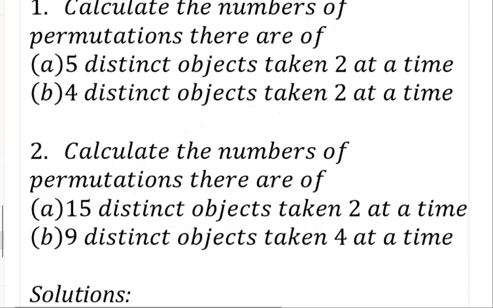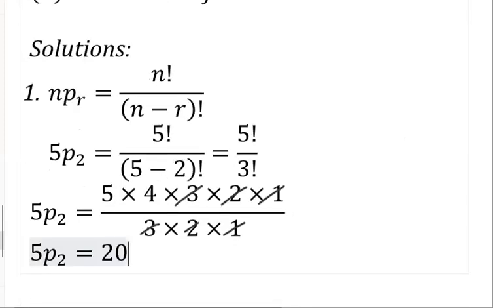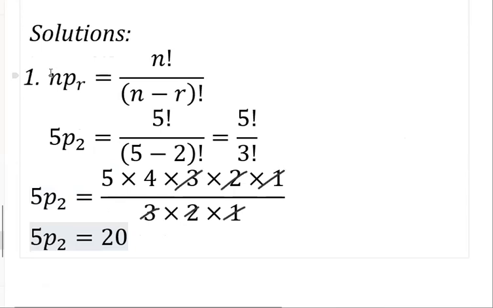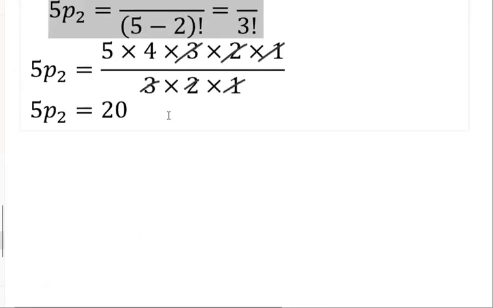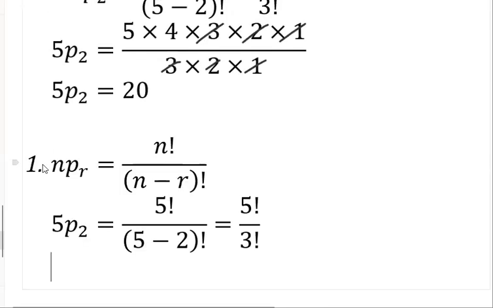Now for B, we are asked to calculate the number of permutations there are of 4 distinct objects taking 2 at a time. So let's just take what we have here as a template. Four distinct objects taking 2 at a time, by implication, that means 4 permutation 2. Very good.